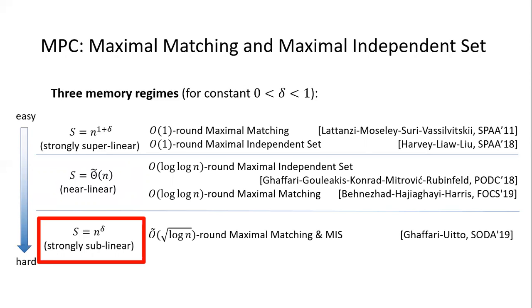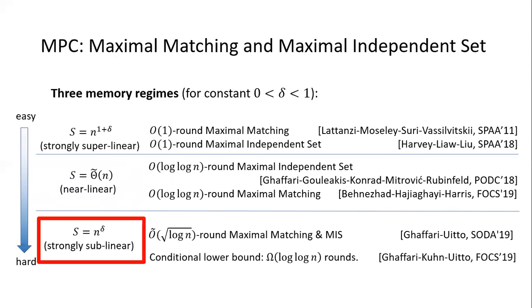And recently, there is a conditional lower bound result in this regime by Ghaffari, Kuhn, and Uitto. It says that if we believe the hardness of the connectivity problem, then there is a log n round lower bound for maximal matching and MIS, which applies to every component stable MPC algorithm. We can see that there is still a large gap between the upper bound and the conditional lower bound.